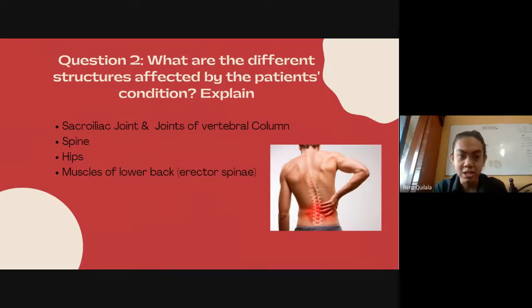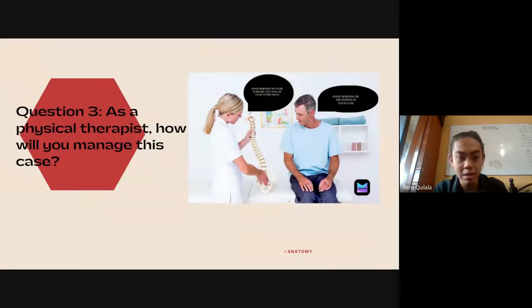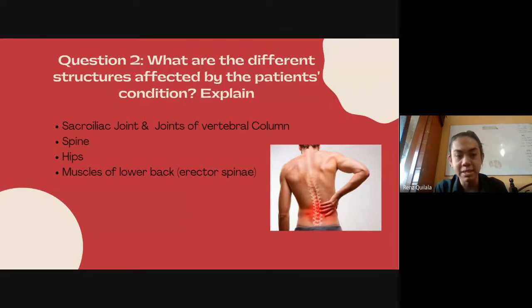So here are the different structures affected by the patient's condition: the sacroiliac joint and joints of the vertebral column, the spine, hips, and the muscles of the lower back. For the sacroiliac joint and the joints of the vertebral column, the earliest symptom results from inflammation of the joints between the pelvic bone, the ilia, and the base of the spine, the sacrum. These joints are called sacroiliac joints, and inflammation of these joints is known as sacroiliitis. Inflammation causes stiffness and pain in these joints and can progress to fusion of the bone.